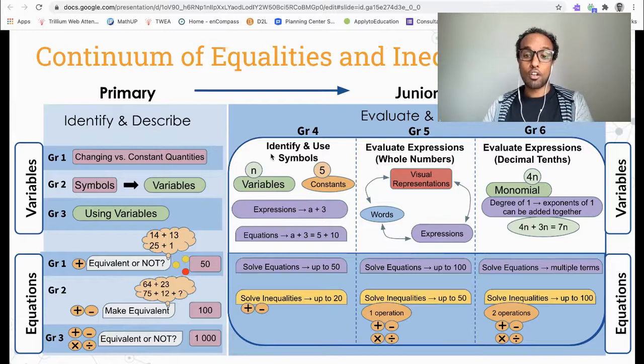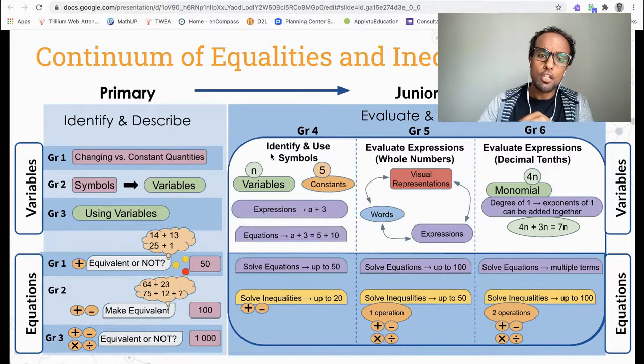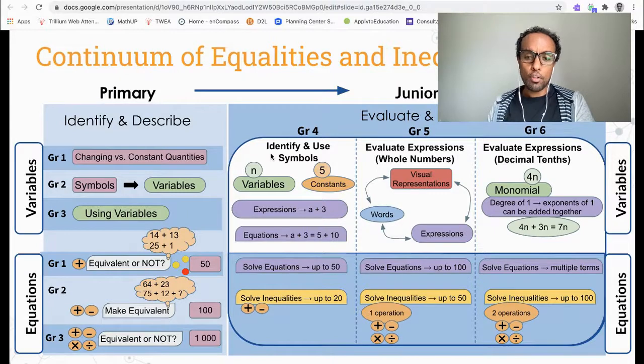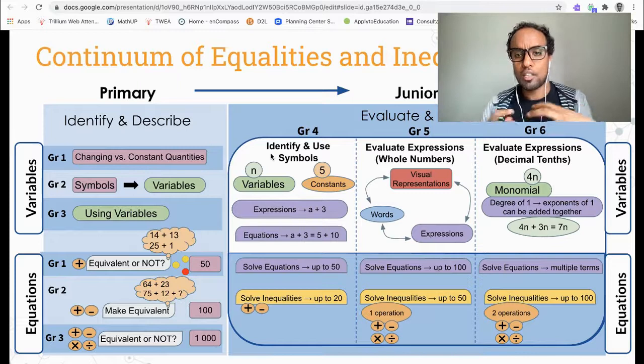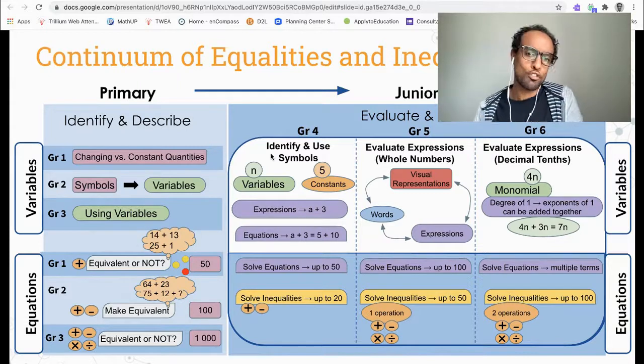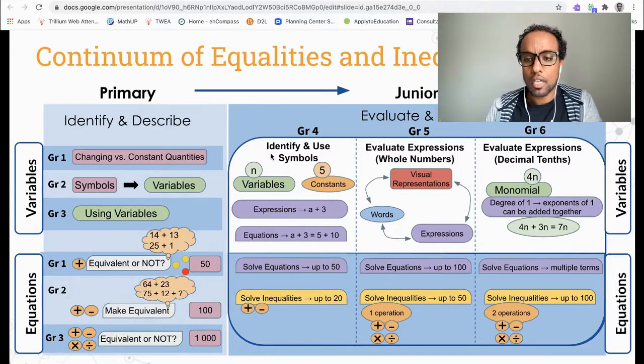In grade 5, they're building that further. They're evaluating expressions, which means they're plugging in values to unknowns or variables, and they're doing that with whole numbers, but they're also working with context. They're working with visual representations and words, and they're connecting that to expressions. So it's very important that they build that contextual understanding of what expressions are, as opposed to these things that are not connected to real life context.